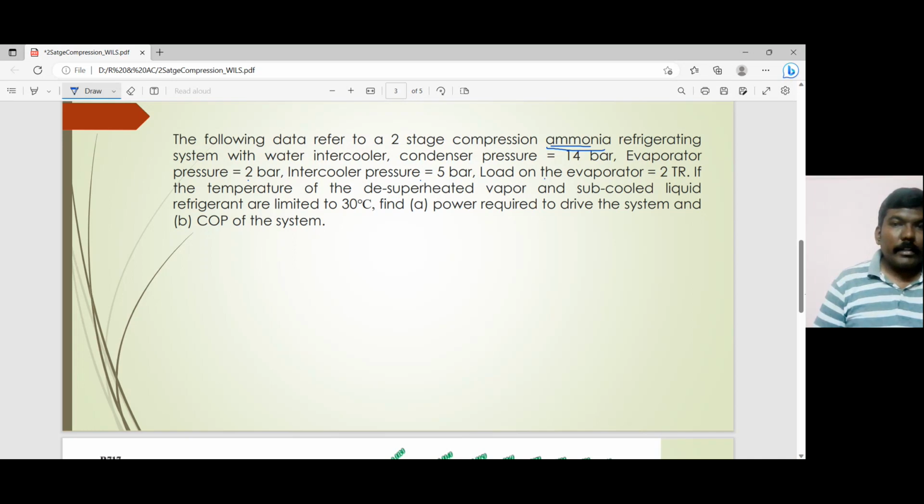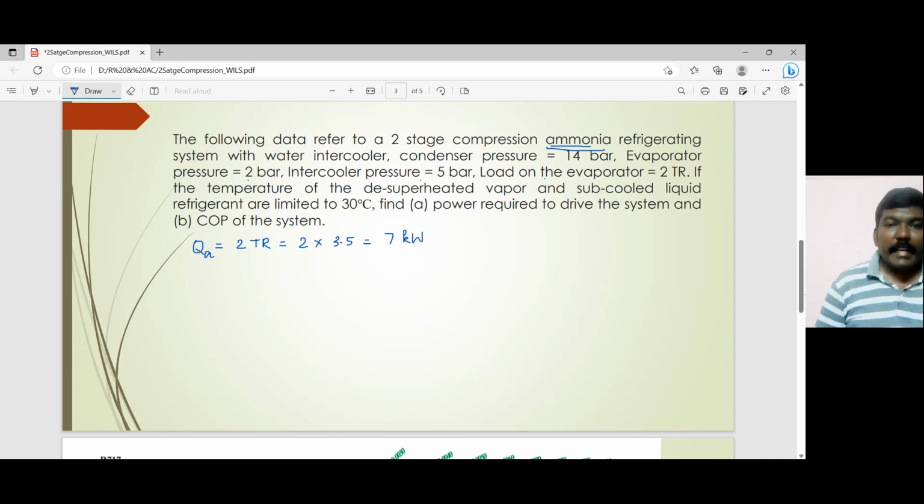When you say load on the evaporator, that is the heat extracted from the refrigerated space, which is 2 ton of refrigeration. 1 ton of refrigeration is 3.5 kilowatt. So 2 into 3.5 kilowatt, that is going to be 7 kilowatts.